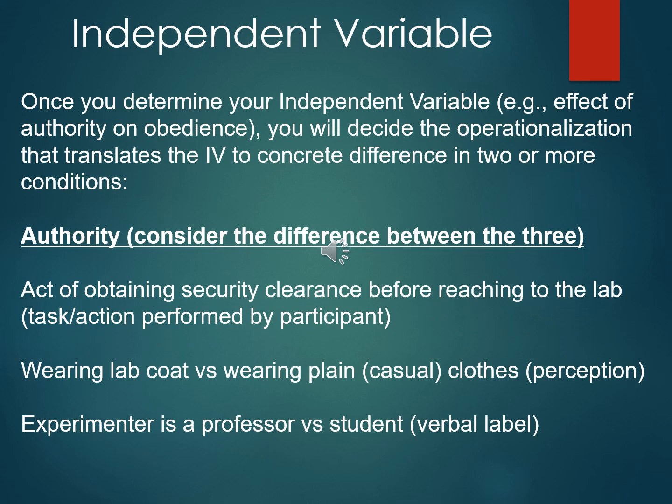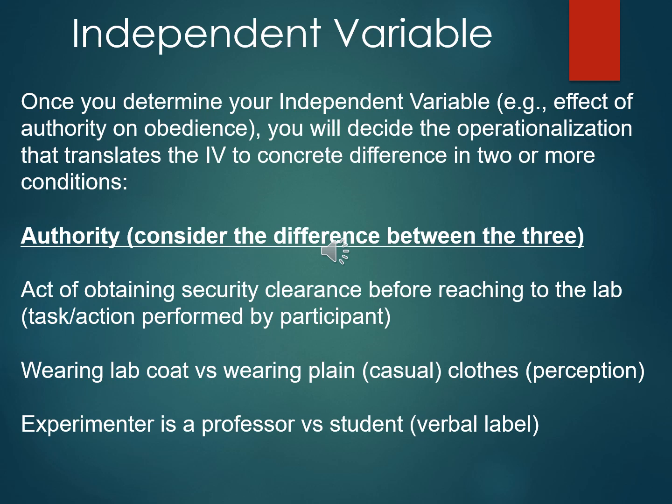Once you have a research question in experimentation, it includes manipulation of the independent variable, such as authority in this case. It needs to be operationalized by creating two or more conditions that differ in a specific aspect. Number one here is an example: authority is operationalized as an act of obtaining security clearance. In one condition, you need to have a maximum security clearance, like fingerprints, pictures, and so on. In the other case, it's not. That creates a difference in authority.